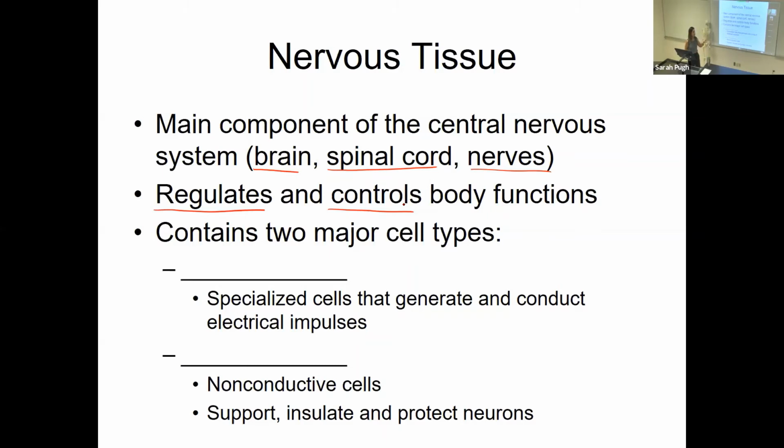Now, in our nervous tissue, there are two kinds of cells. One type of cell is called a neuron.